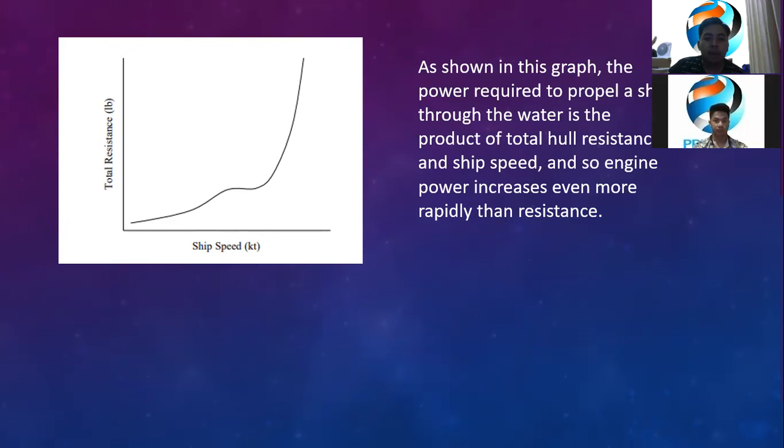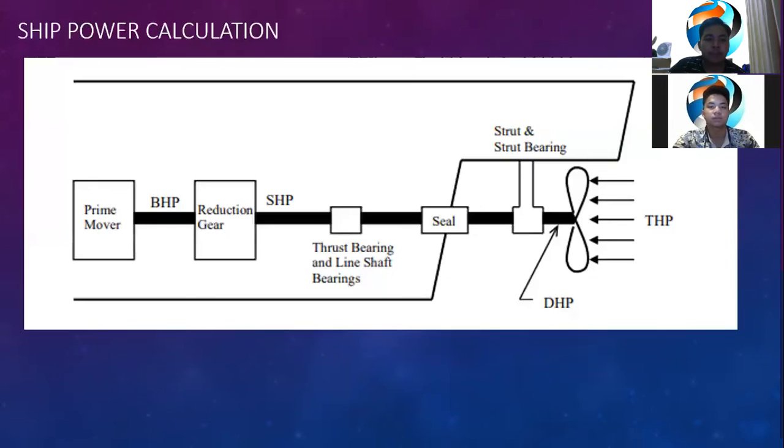And as shown in this graph, the power required to propel a ship through the water is the product of the total hull resistance and ship speed. And so, engine power increases even more rapidly than resistance. So it is not that the graph is wrong or we did the calculation wrongly, but from the graph we can see that the higher the ship speed, the higher the total resistance that we need to endure. And this is the power that we need to calculate in the ship system. We have BHP, SHP, DHP, THP, and EHP.